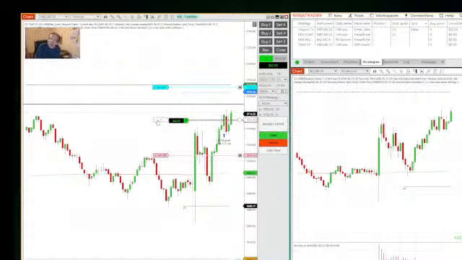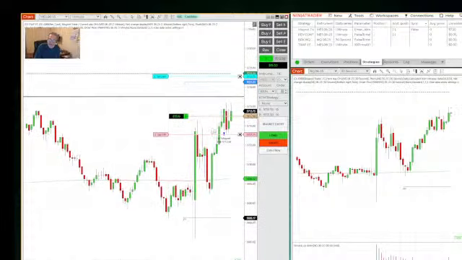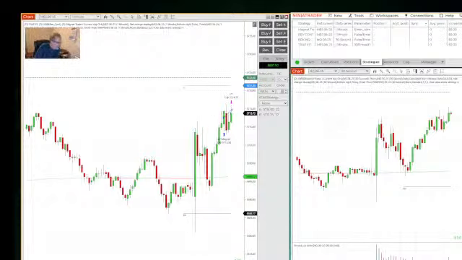I'm going to put my stop to safety. I don't want to get stopped out yet. It's just not pushing up the way I want. So I'll take a small profit and just watch. I think it's going to test the high. Does anybody have any questions? That was a very, very nice trade.